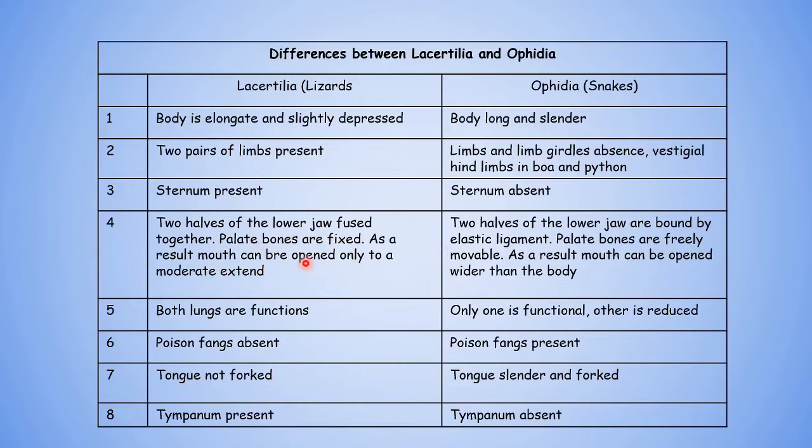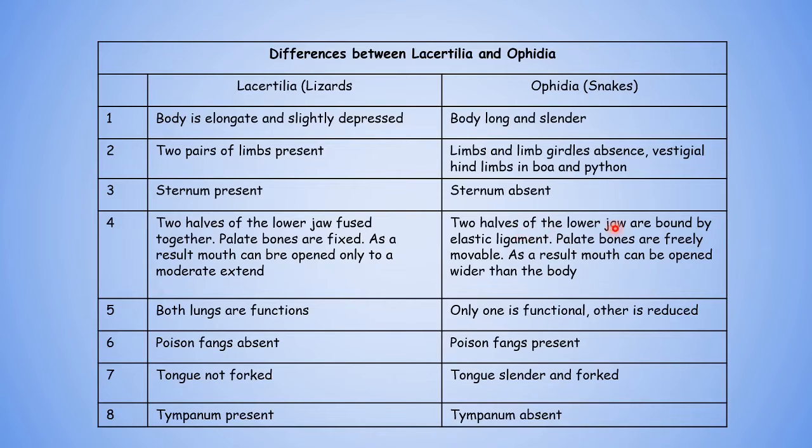As a result, the mouth can be opened only to a moderate extent because the palate bones are fixed and also the lower jaws are fused together. But when you come to snakes, because of their particular mode of feeding, as we said earlier, they swallow a prey which is much larger than the size of their body.